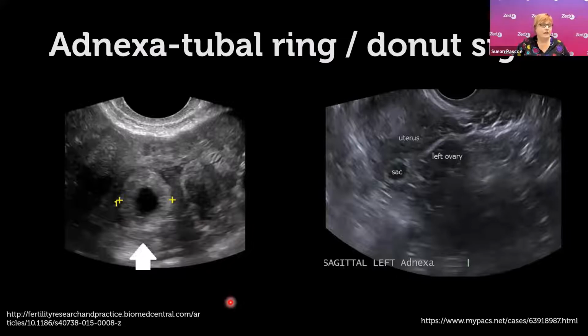The classic sign of an ectopic sitting in the tubes is the donut sign or the bagel sign, depending on which part of the world you're from. You can see here on this transvaginal image, we have the edge of the uterus coming over this way, the ovary here, and then here is the ectopic. On this side, a different patient, we have the uterus, the ovary sitting in here, and then this sort of cystic sac space sitting between the uterus and the ovary.